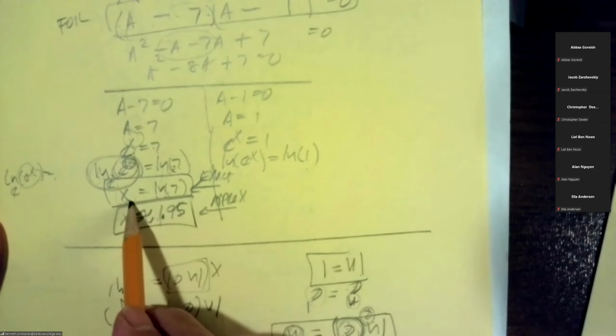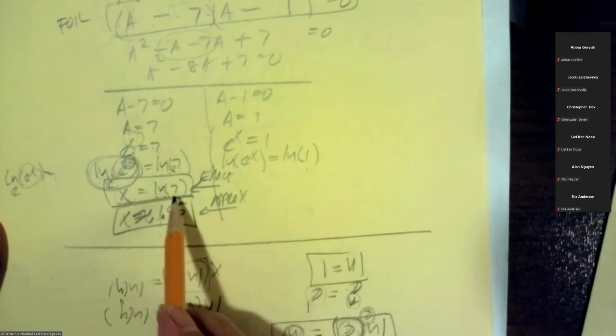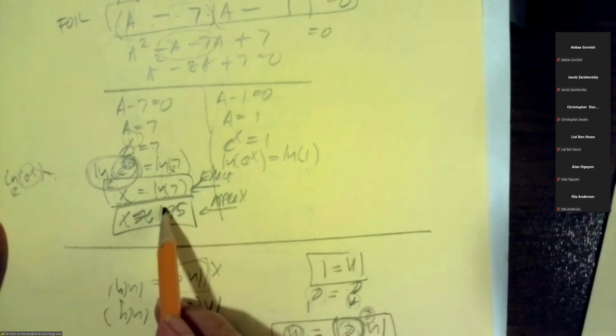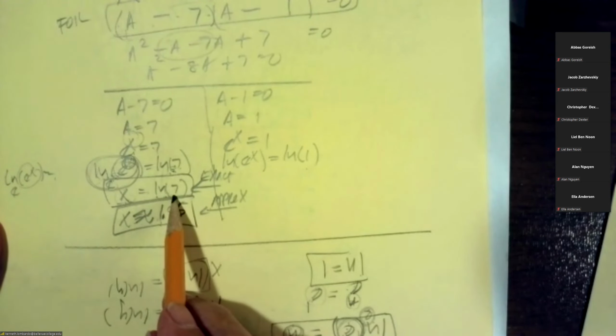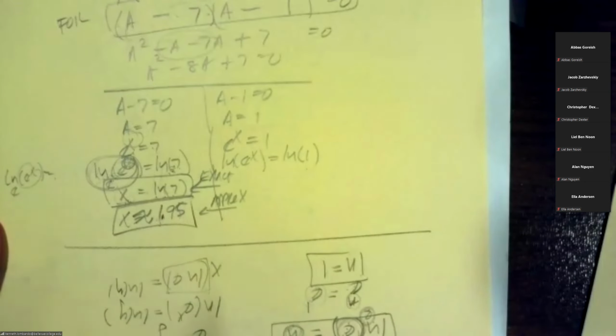And if we're asked for an exact answer, we can say x equals the ln of 7. If we want an approximate value rounded to 2 decimals, we can just put this in our calculator, and the calculator will show us 1.9459, whatever, and we can say that rounds to 1.95, and this is an approximate value. Other questions?